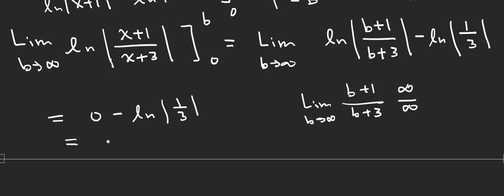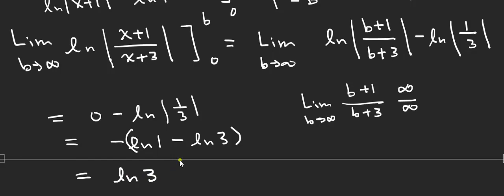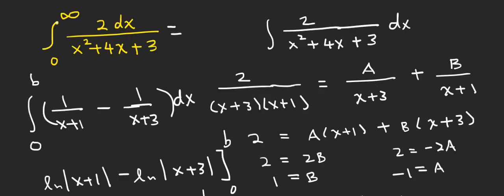And if you remember, it's going to be negative natural log of, let's put a quantity right here, 1 over 3. Using the property of natural log, this is natural log of 1 minus natural log of 3. And what is natural log of 1? That's 0. So negative times negative is positive, so you end up getting natural log of 3. So therefore, the answer to this improper integral is natural log of 3.